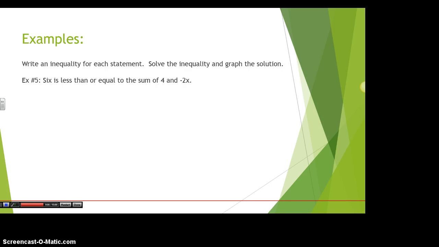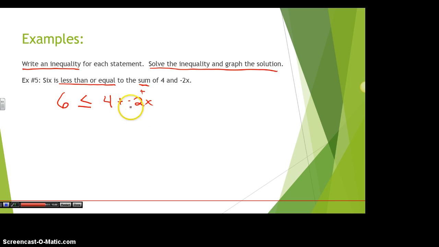Last example, it is giving you a word problem here that we want you to write as an inequality, and then we want you to solve the inequality and graph the solution. So here we have 6 is less than or equal to the sum of 4 and negative 2x. So 6 is less than or equal, that is the sign, to the sum. Sum means we're adding, the sum of 4 and negative 2x. So that's how we would write out that inequality.